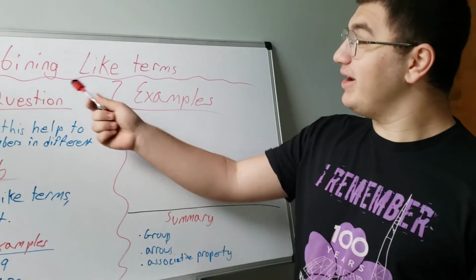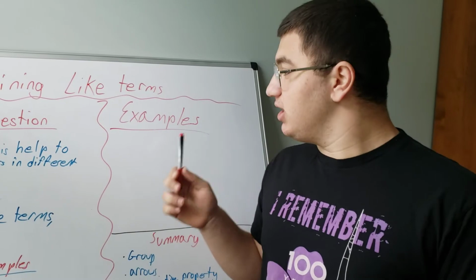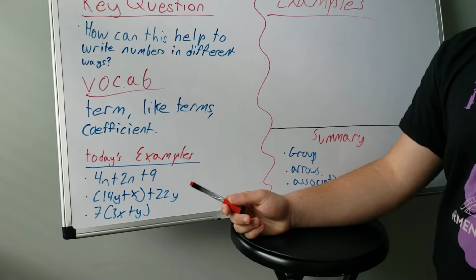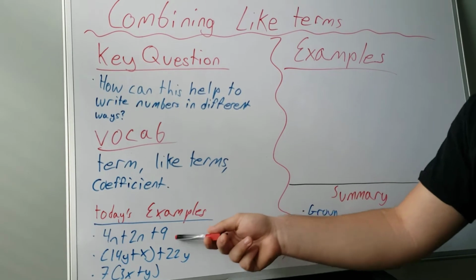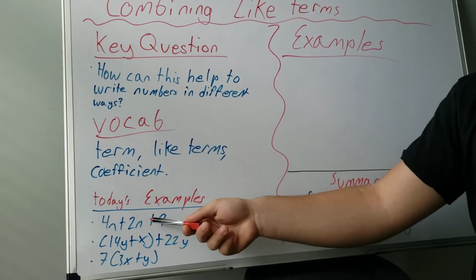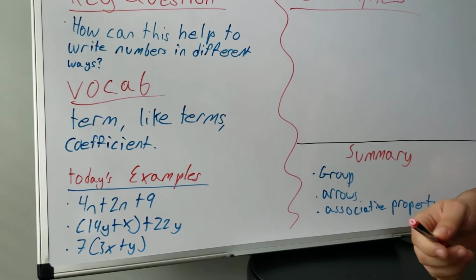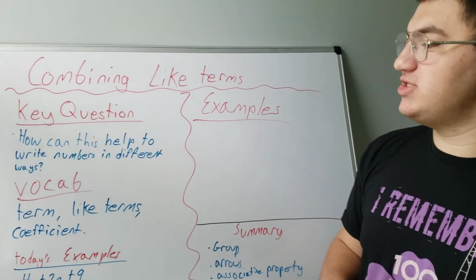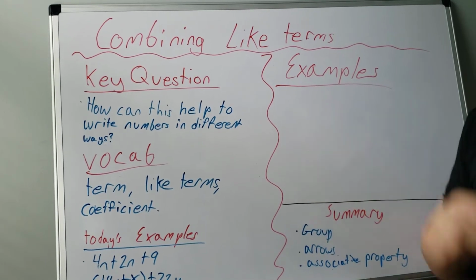Today we're going to be talking about combining like terms in 6th grade math. What are like terms? Let's take one of the examples for today, 4n plus 2n plus 9. Here we see that 2n and 4n are the same because they have an n, but 9 does not have an n. 9 and n are two different terms. Therefore, we combine the like terms that are like each other and simplify the equation. So, key question for today: how can this help us write numbers in different ways? And we're going to find that out today.